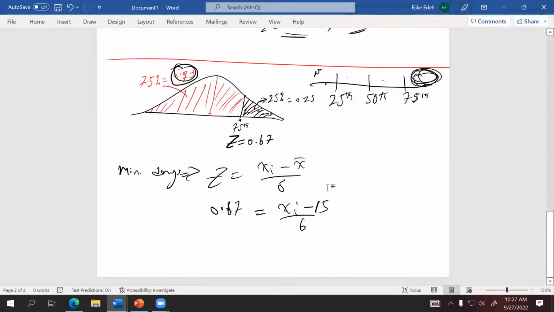Let's do it over here to keep that space. So we have that X is equal to 0.67 times 6 plus 15, right? Okay, somebody help us work this out. 19.02. Exactly 19.02. Thank you. So 19.02. Anybody getting something different?